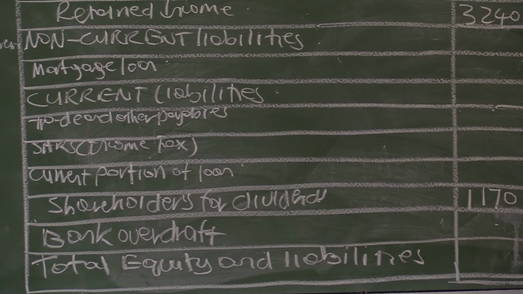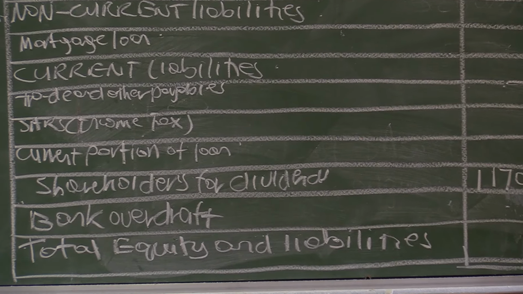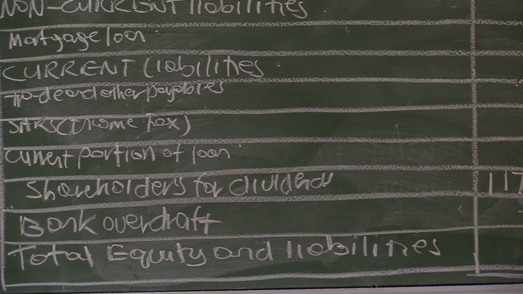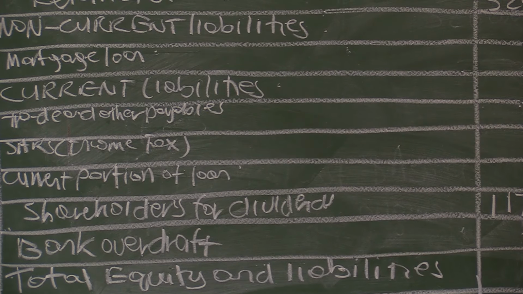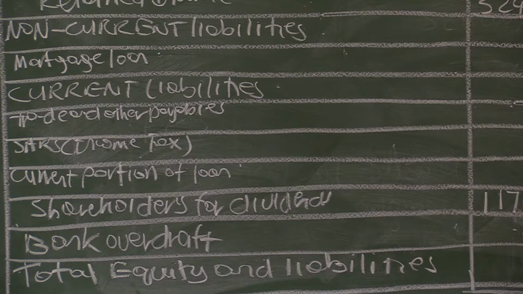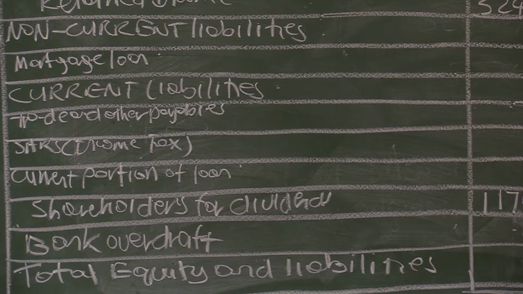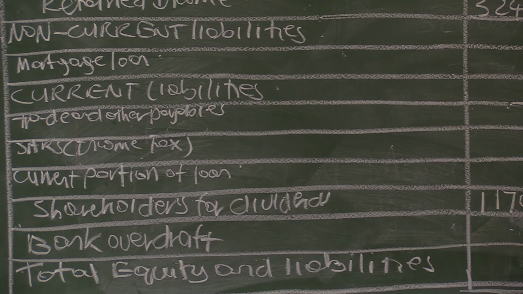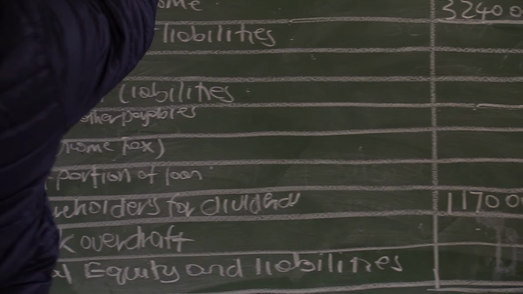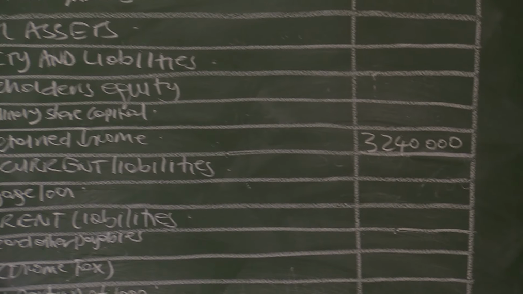Your current portion of loan. Right, let us then go back to the fixed assets, which is your non-current assets, is not required, and your financial assets, they are not required. We are only required to do the current assets. Let's start with the inventory.